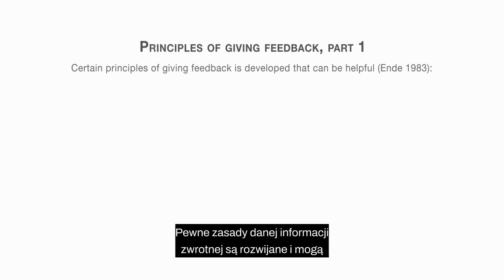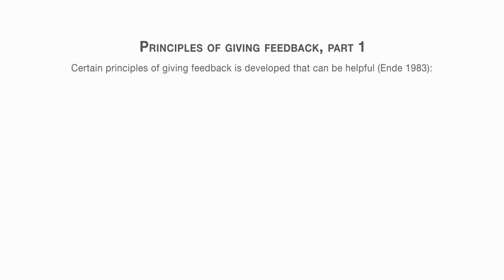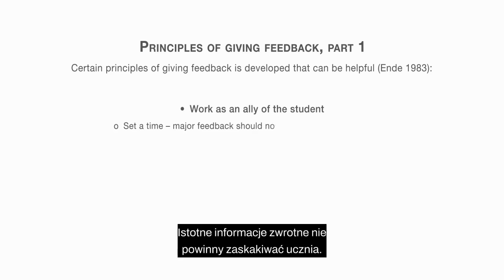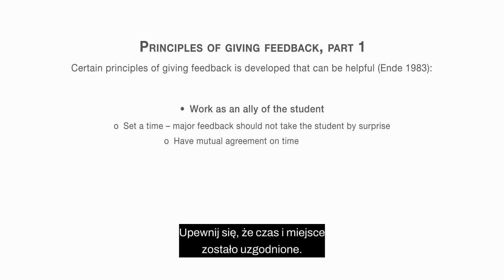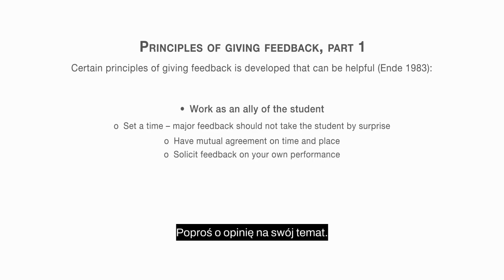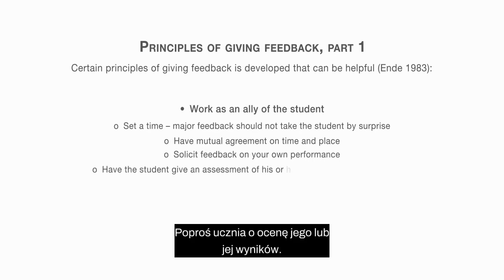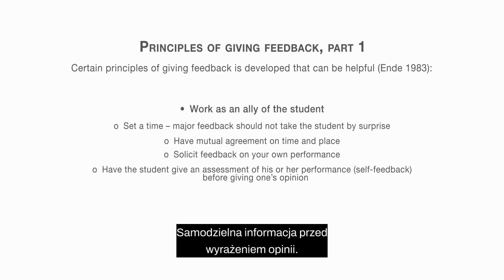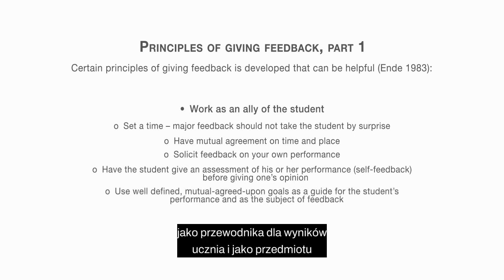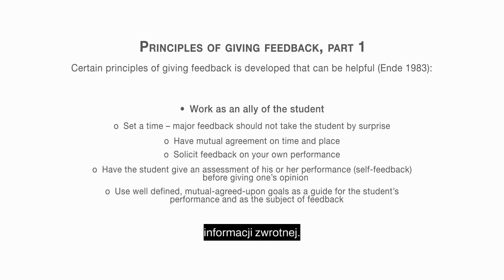Certain principles of giving feedback have been developed and can be helpful. First, work as an ally of the student. Set a time. Major feedback should not take the student by surprise. Have a mutual agreement on time and place. Ask for feedback on your own performance. Have the student give an assessment of his or her performance, self-feedback, before giving one's opinion. Use well-defined, mutually agreed upon goals as a guide for the student's performance and as a subject of feedback.